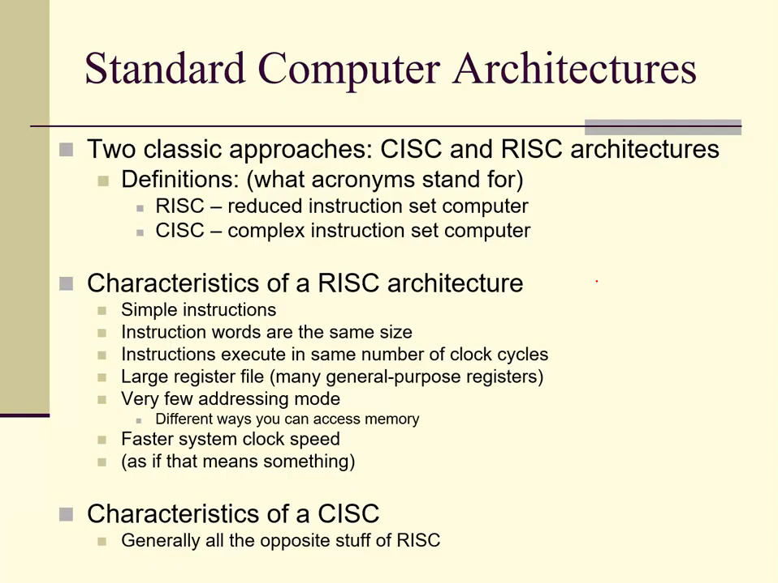Simple instructions. The instruction words are all the same length, and typically those instructions execute in the same number of clock cycles. RISC architectures generally have a large register file. The register file holds general purpose registers, and RISC architectures generally have very few addressing modes. You'll see that CISC processors have many, many more addressing modes. Really fancy, but those addressing modes require more hardware.